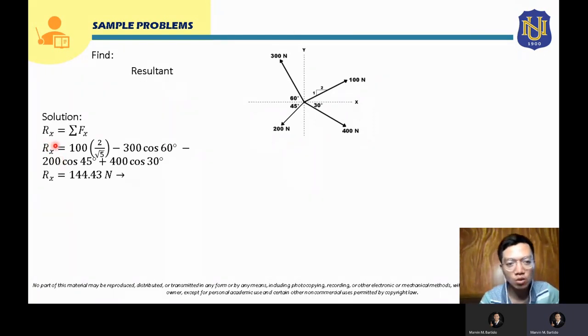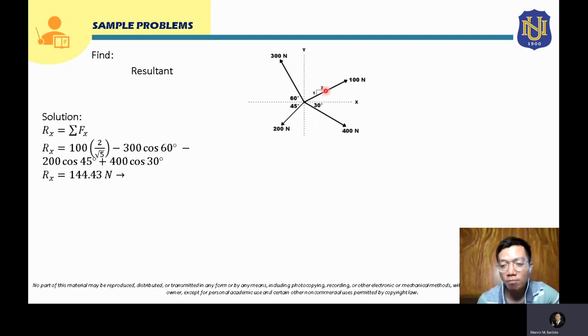So this will be Rx equal to, the first force is 100 Newton. For the 100 Newton force, the given here is a slope triangle. In this slope triangle, since what we need is a horizontal component, the horizontal side of the slope triangle is 2. So we just have to multiply this 100 Newton by 2, which is the parallel side of the component that we are looking for, the horizontal side. So we multiply 100 by 2 over the hypotenuse of this slope triangle.